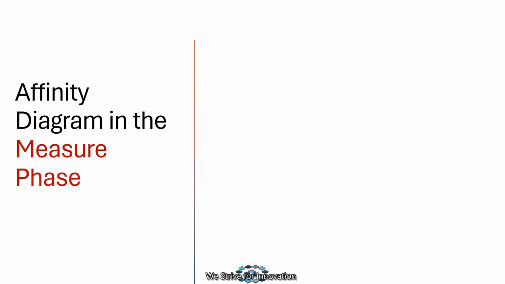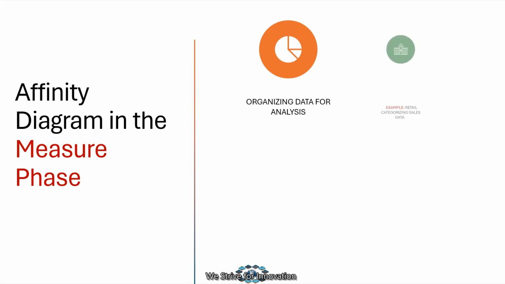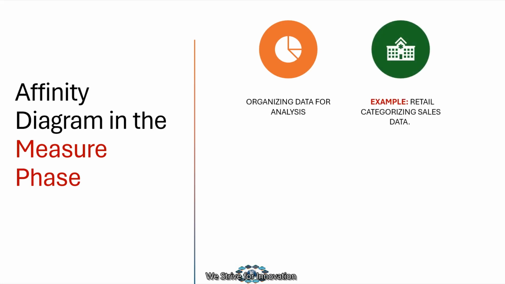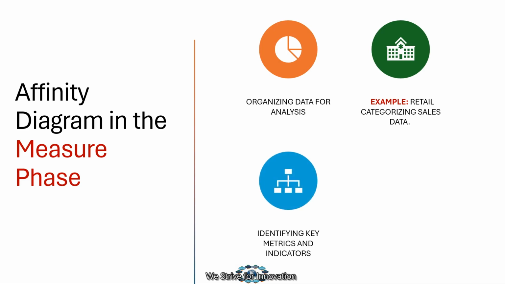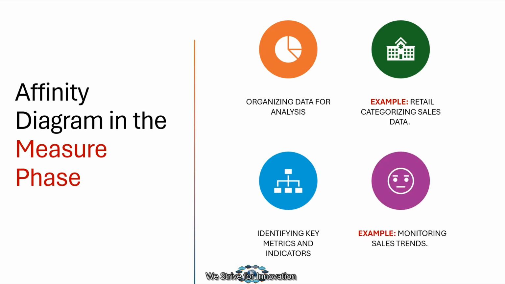In the measure phase, you will organize data for analysis. For example, in a retail setting, the team may use affinity diagram to categorize sales data by product category, geographic region, or customer demographic. Then you will identify key metrics and indicators. For example, by analyzing grouped data, the team can identify key performance indicators, like KPIs, to measure and monitor things such as sales trends or customer retention rate.